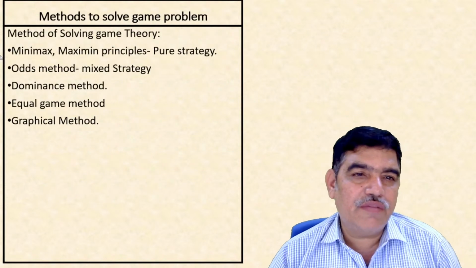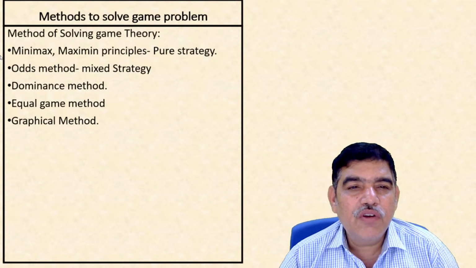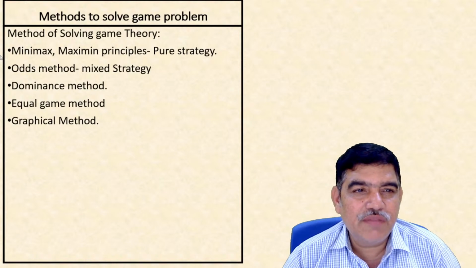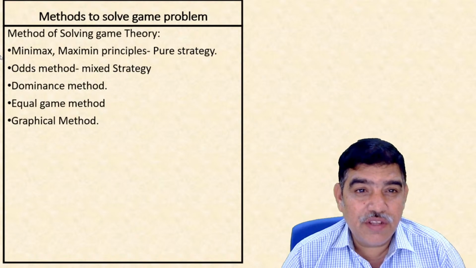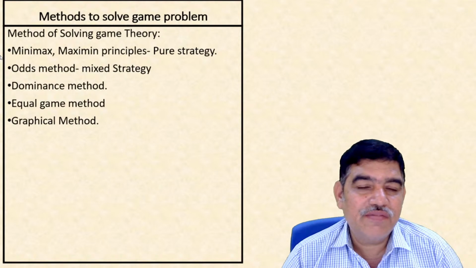So, methods of solving game theory. We know about what is actually pure strategy, what is actually mixed strategy. There are different methods to solve the game problems. One is minimax and maximin principles, already you know in the previous slides. You can implement it only for pure strategy.